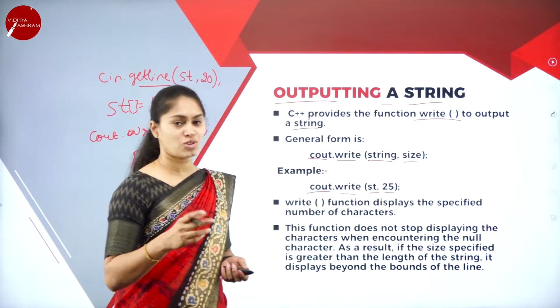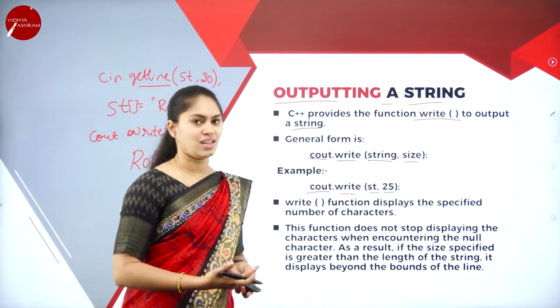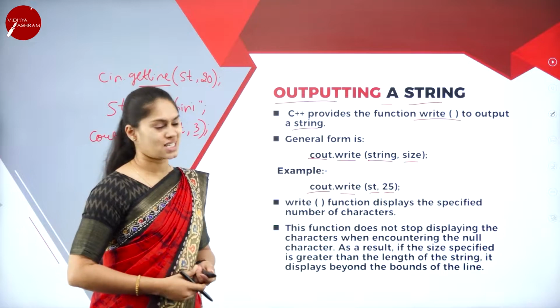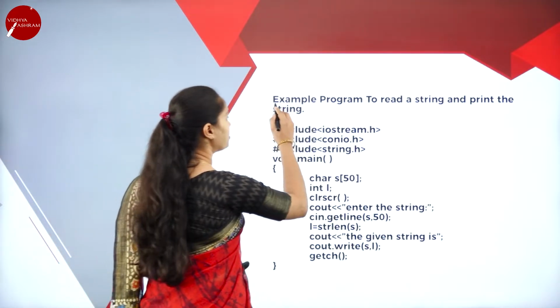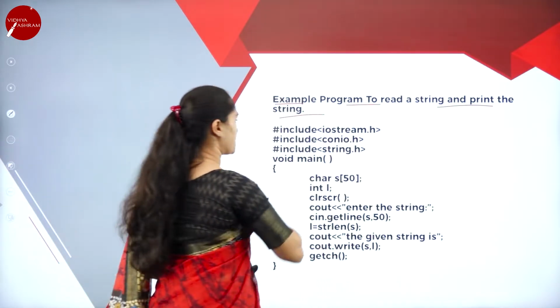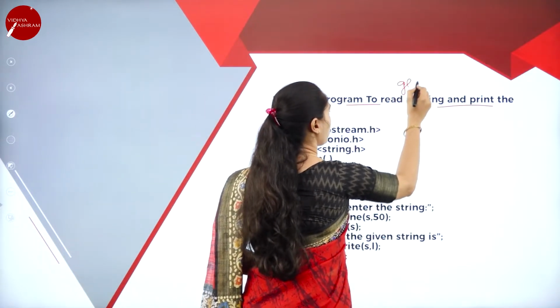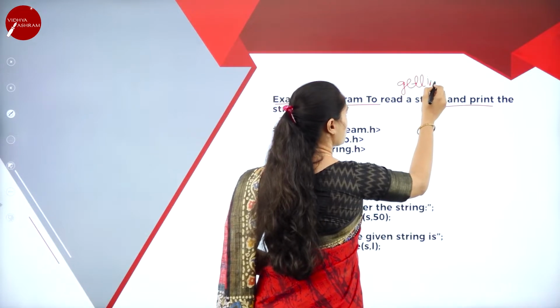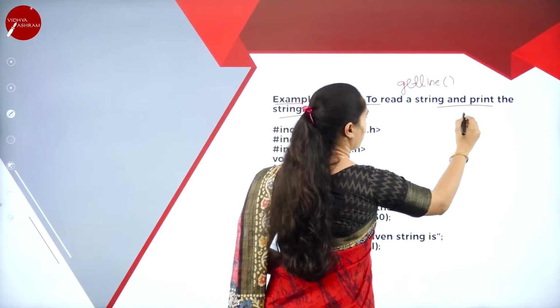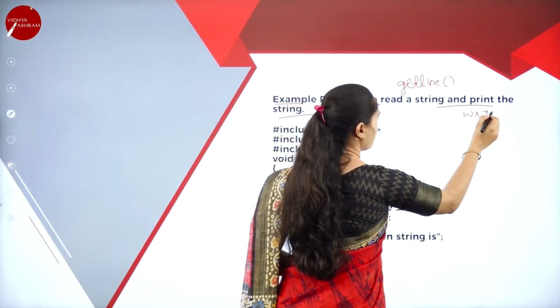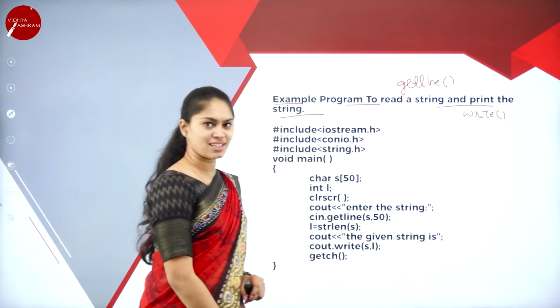I hope you understood how we give input to a string as well as output a string. Now we'll see the example program to read a string and print the string. In order to read a string, which function are we going to use? We are going to use the getline function to read a string, and to print a string we are going to use the write function. Okay, we'll see the program now.